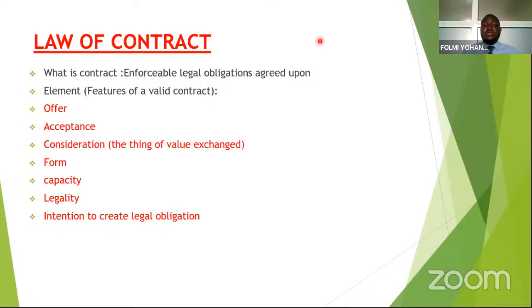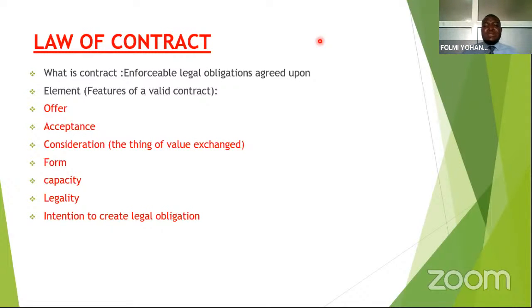Why we are discussing this law of contract is that once you register your business, you register your company, you are running your business, your everyday dealing is contract. Because some people say, but we did not sit down and write any agreement, so why are you saying we have a contract? No, by conduct, by orally, there's a contract as long as these basic elements are there.